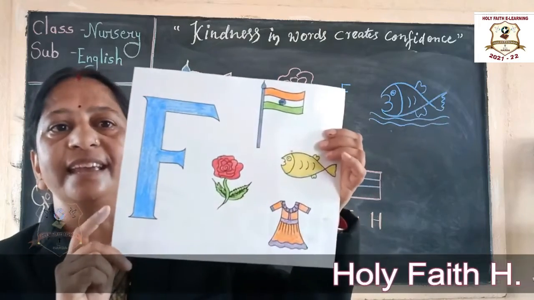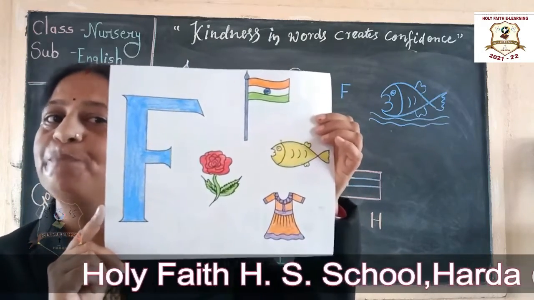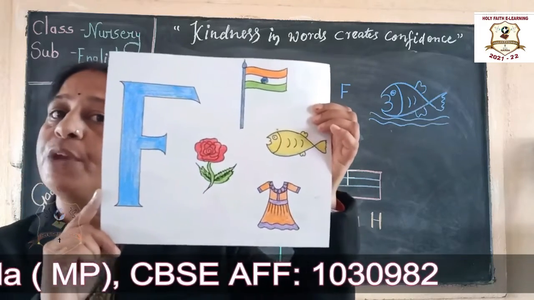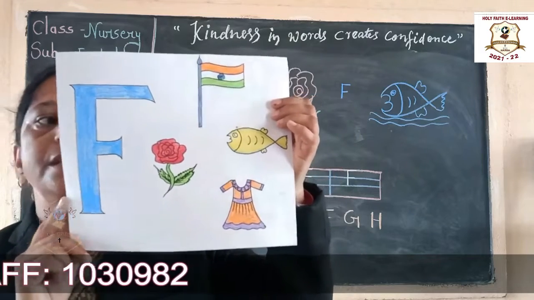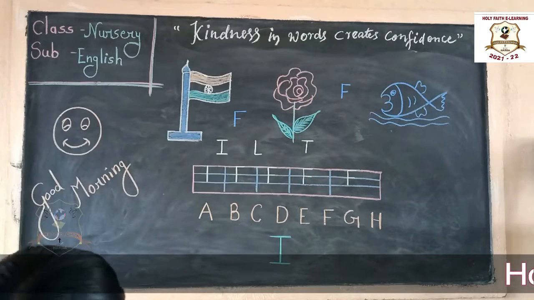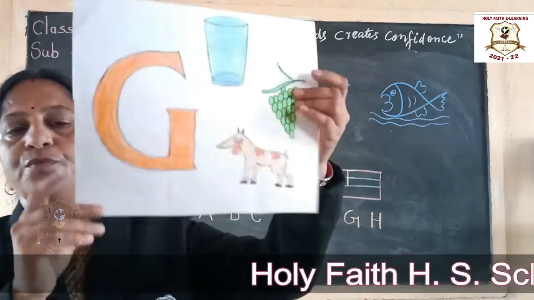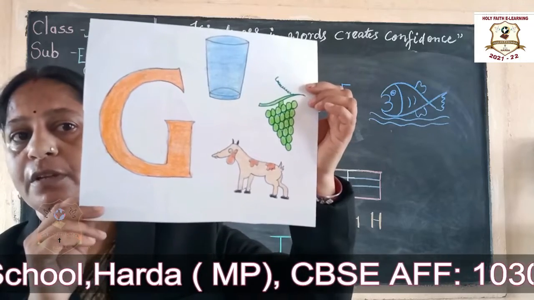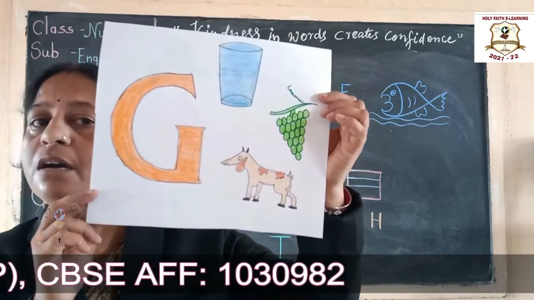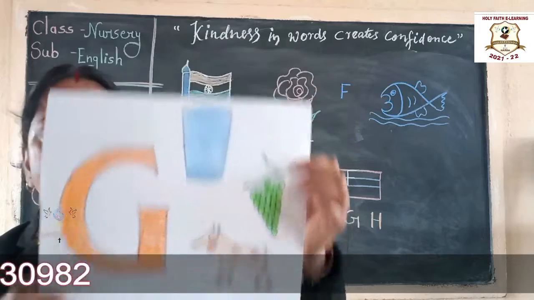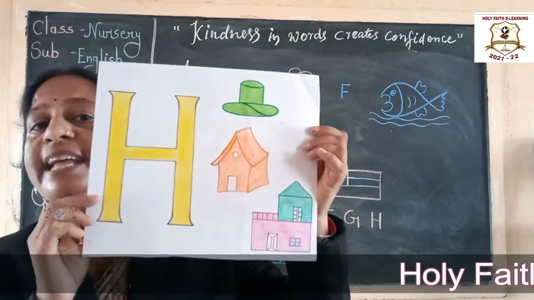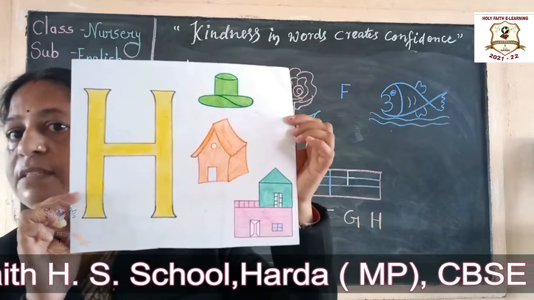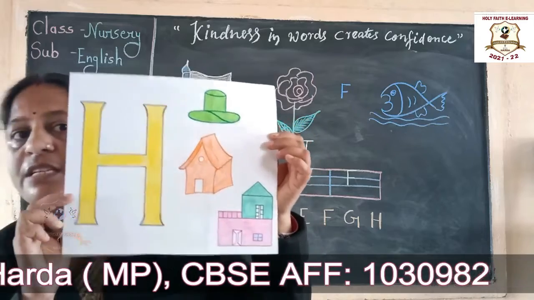And this, yes, आज पढ़ाया हमने F. Which letter is this? F. And sound of F is F. Now next is G. Which letter is this? G. G for grapes. And sound of G is G. This H. Which letter is this? H. And sound of H is H.